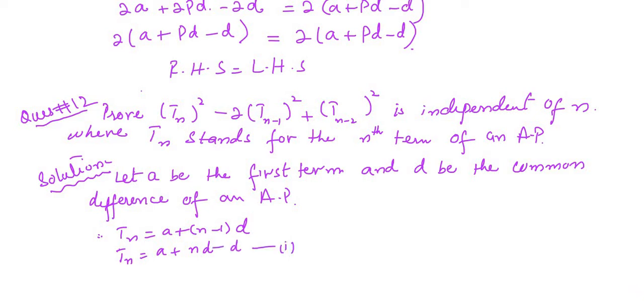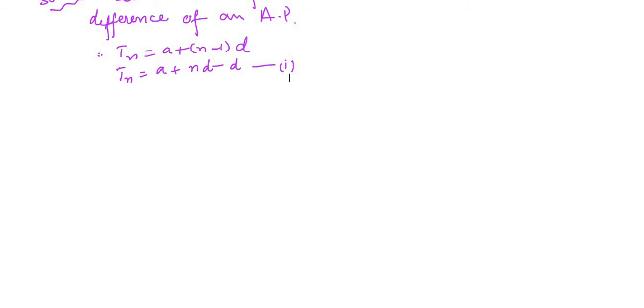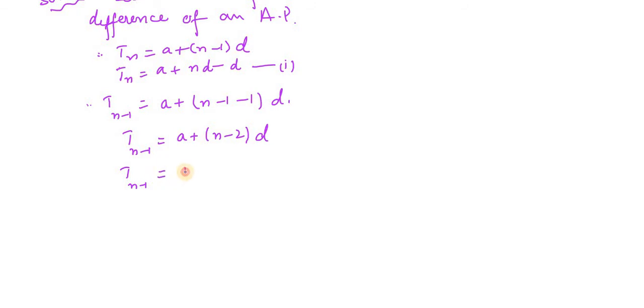And then the (n minus 1)th term, we can write the (n minus 1)th term in this form. So the (n minus 1)th term is equal to A plus (n minus 2) of D. So T(n minus 1) is equal to A plus nD minus 2D. This we say is equation number 2.